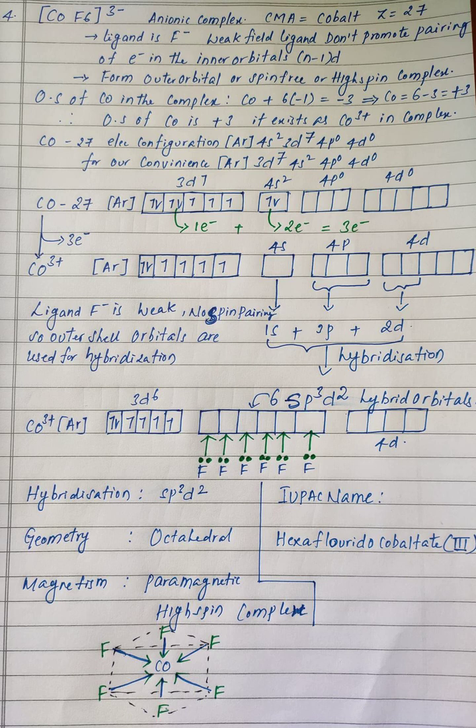If you take the IUPAC name, for hexafluorido, the 'e' of fluoride is removed and 'o' is added. That's why the ligand name is hexafluorido. Cobaltate, because cobalt is present in the complex anion, so 'ate' is added at the end, and its oxidation state is mentioned in Roman numerals in parentheses. That's why it is hexafluoridocobaltate(III).